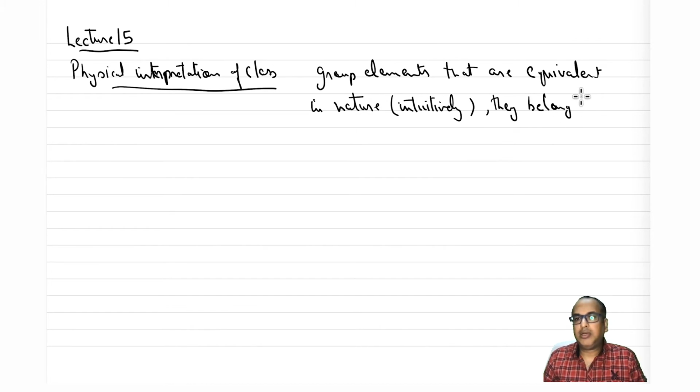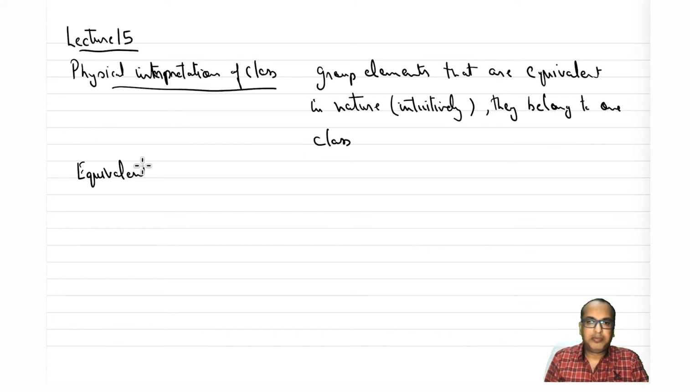So for example, C3 and C3 square, they seem equivalent and then they belong to the same class. The 3 sigma V's of NH3 belong to one class. So what do you mean by equivalent symmetry operations? Let us see. Because if we can identify equivalent symmetry operations, we can simply group them in one class and we don't have to actually calculate all the similarity transformations for each individual group element, right? That will be easier.